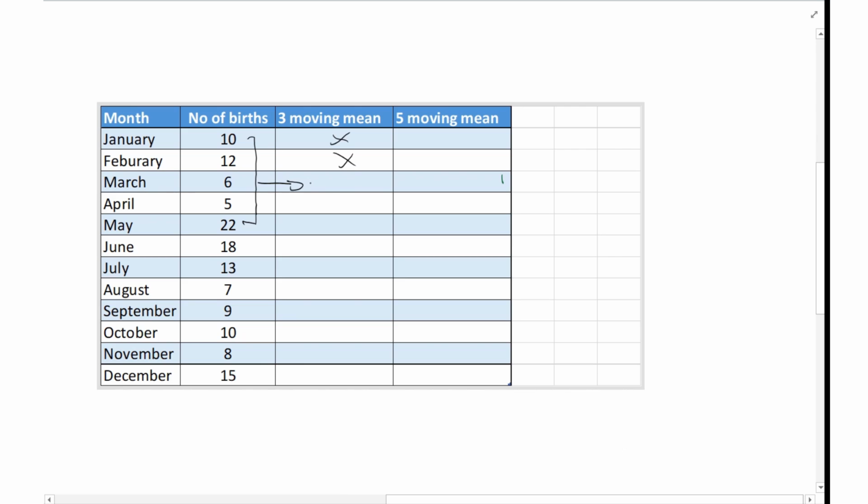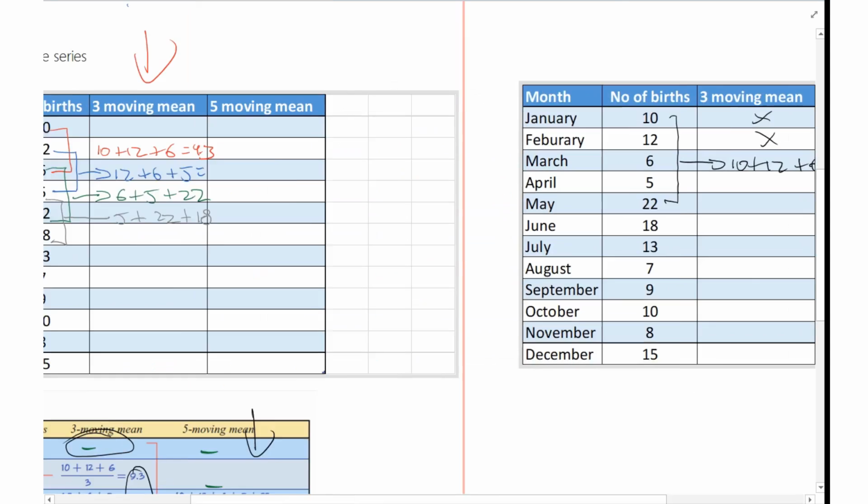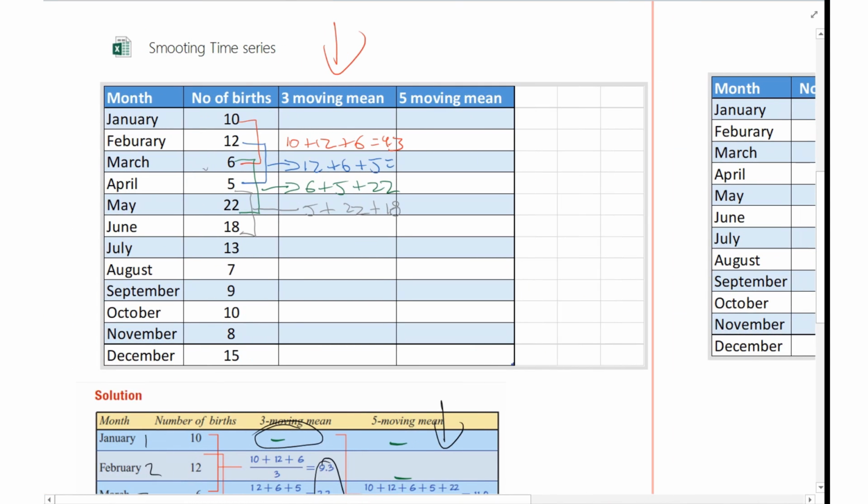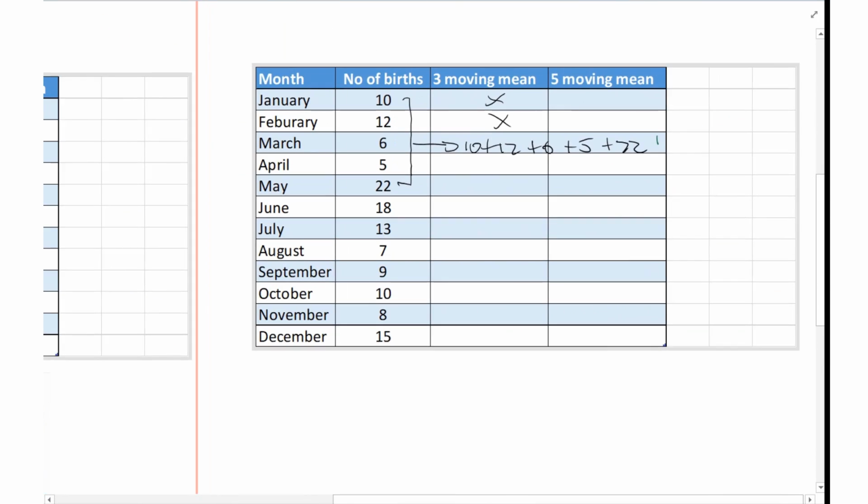Okay. I'd be going 10 plus 12 plus 6 plus 5 plus 22. And I forgot about that over here. Each of these, that was my bad, you'd have to be dividing by 3. Divide by 3, divide by 3. It's not big enough for my writing. I'm dividing that by 5.